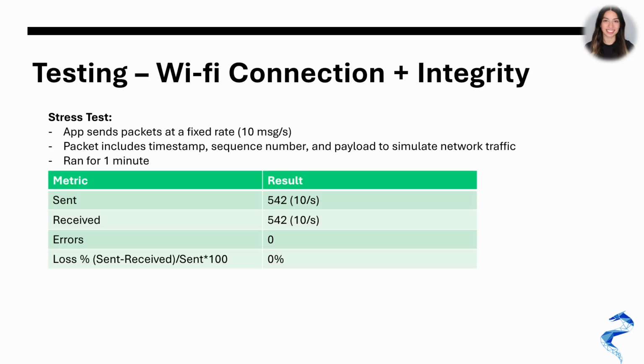This test checks if communication stays reliable under heavy traffic. We ran a stress test sending packets every 10 milliseconds for 1 minute. Each packet had a timestamp, sequence number, and payload to mimic real network conditions. We sent 542 packets and also received 542 with no parse errors. Overall, the system handled messages well even at high rates, proving steady Wi-Fi communication.